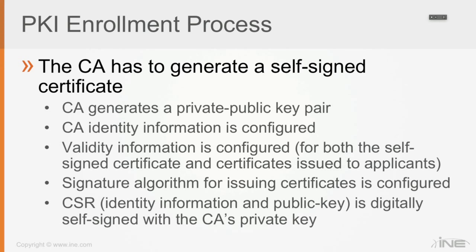And of course, the signature algorithm for issuing certificates is configured. You can pick and choose between different algorithms. And then the last step is that the CSR of the CA, which is the CA's public key and the CA's identity information, is going to be self-signed with the CA's private key, and that's the CA certificate. And at this point, the CA is up and running and ready to issue certificates to applicants.